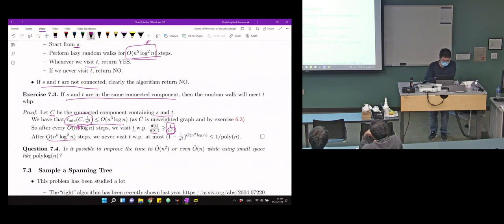Yeah, it's very interesting if you can improve the time from n to the 5th to something like n squared, something reasonable, but still use small space. I think this is a very interesting question. Yeah, it's open.